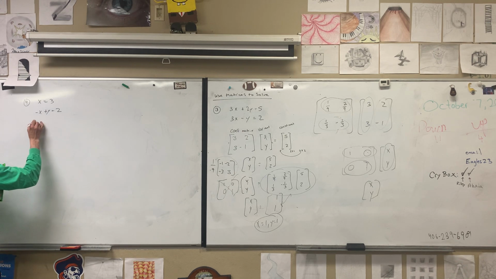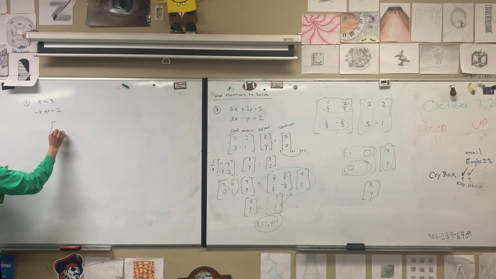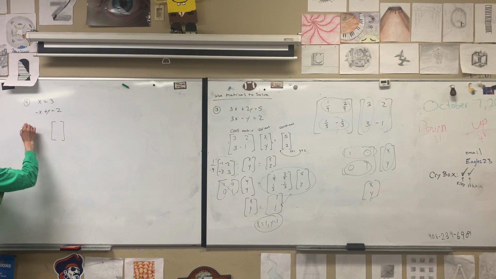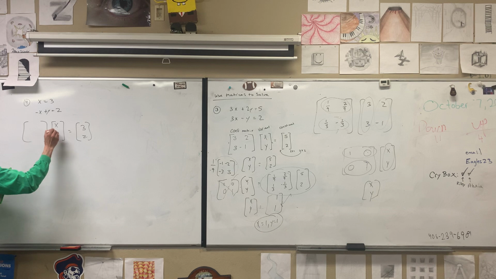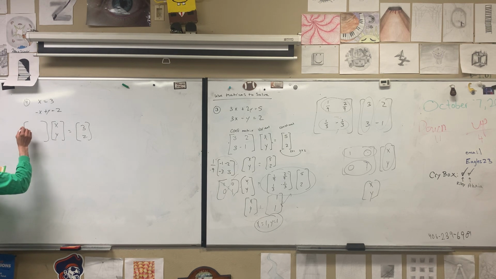So what would be our coefficient matrix, and then our variable matrix, and what's our constant matrix? What's our variable matrix? X and Y. And then what's our coefficient matrix? 1, 0, negative 1, 1. There you go. Okay. So that's how you'd set that one up.